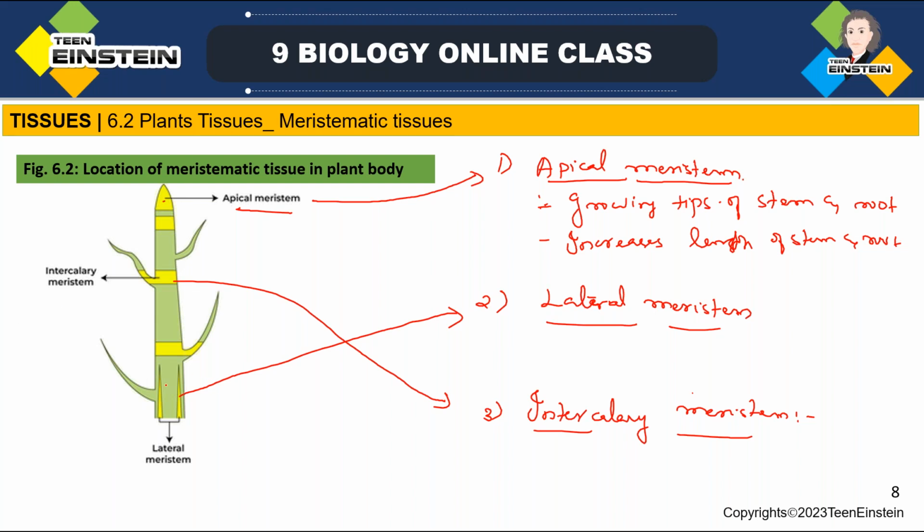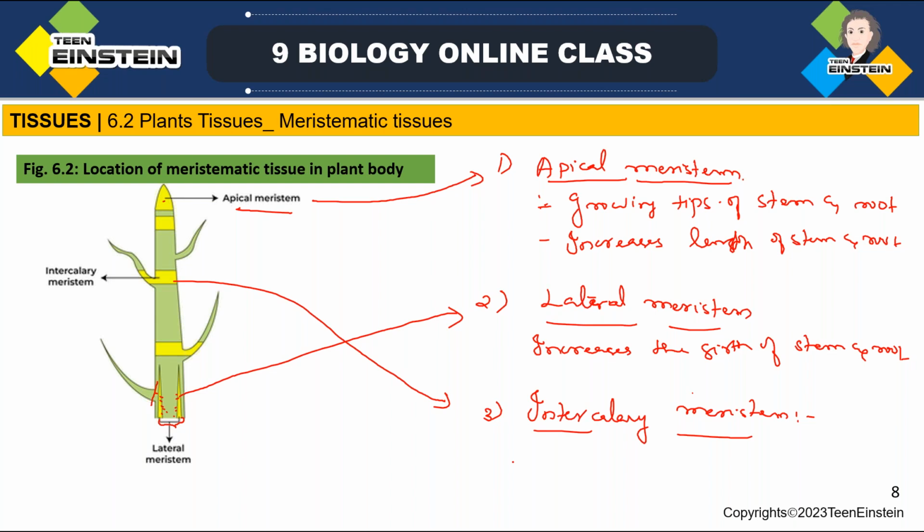Lateral meristem. Here you can see lateral meristem, which is present on the lateral sides, and that increases the girth of the stem or root. When the cells are dividing here, it will increase the girth. The girth of the stem or root increases due to the lateral meristem. This is the cambium; later you can see the cambium.